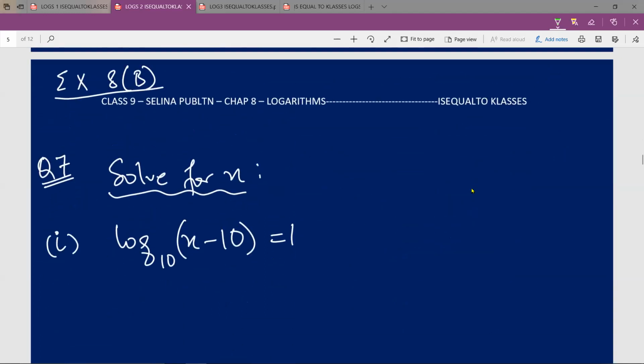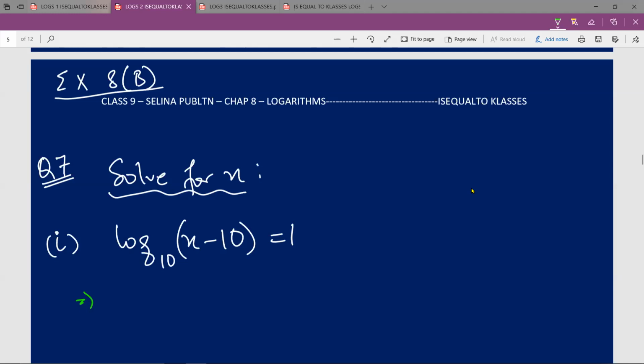Moving on to our seventh question, there is a subpart given here: log of x minus 10 to the base 10 is equal to 1. Now hold on. What is the question trying to say to you? Solve for x. So over here, there is a variable given to you, x. All you have to do is solve for x, and then you'll be good to go.